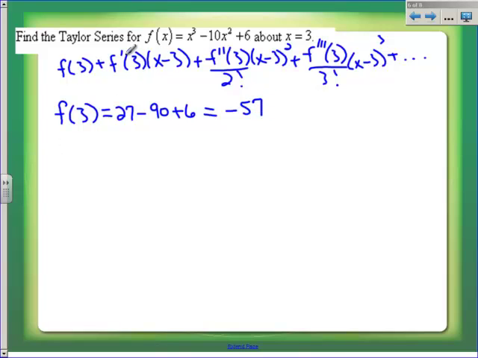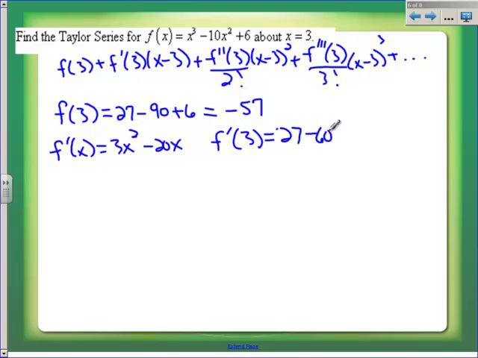All right, now we need some derivatives, so let's go ahead and find some. f prime of x is 3x squared minus 20x. So f prime at 3 is 3 times 9, well that's 27, minus 60, and what is that, negative 43? No, it's not negative 43, it's negative 33.